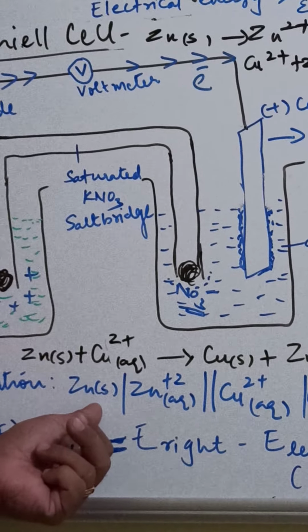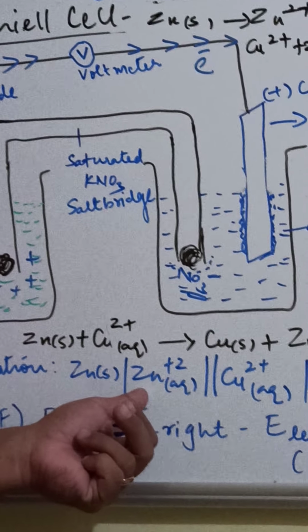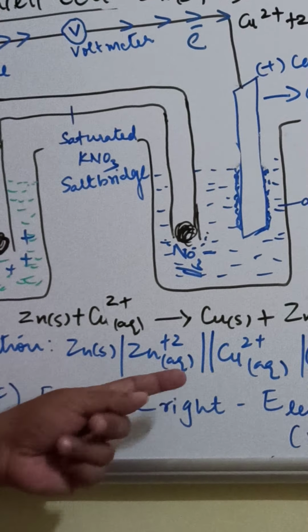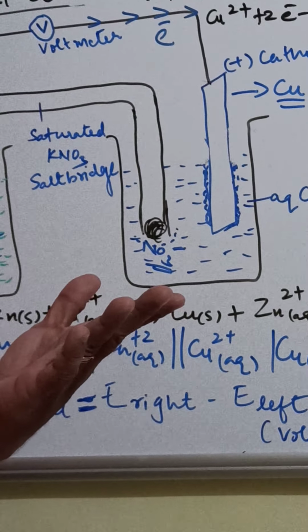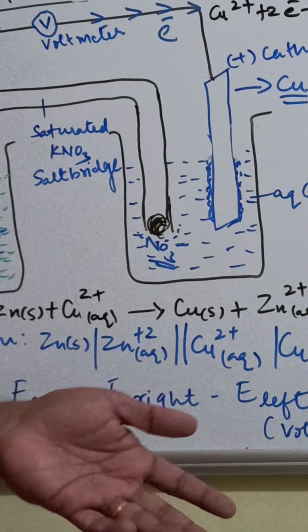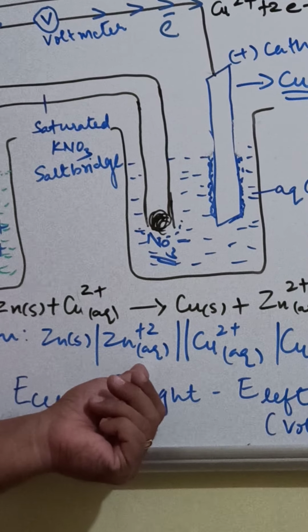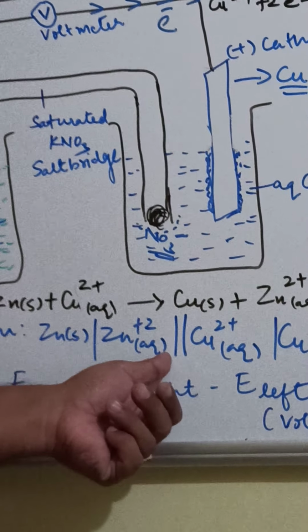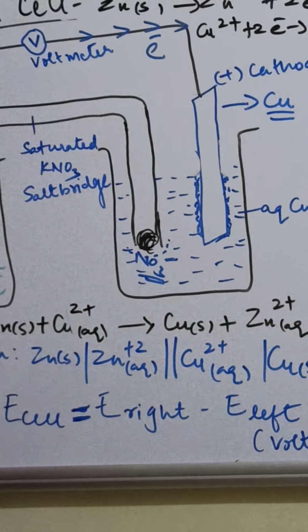So here, anode, that is zinc solid, then a vertical line is put to show its active ion, that is zinc 2 plus aqueous. If the concentration is known, say for example 0.01 molar, 1 molar, 0.2 molar, whatever it is, that concentration has to be represented over here. Now you have a double vertical line, which indicates the presence of the salt bridge.